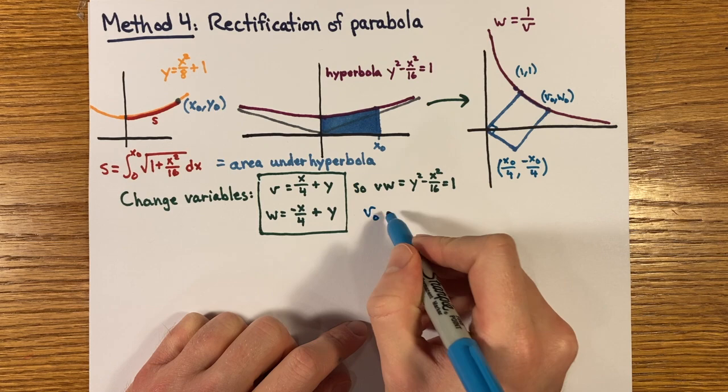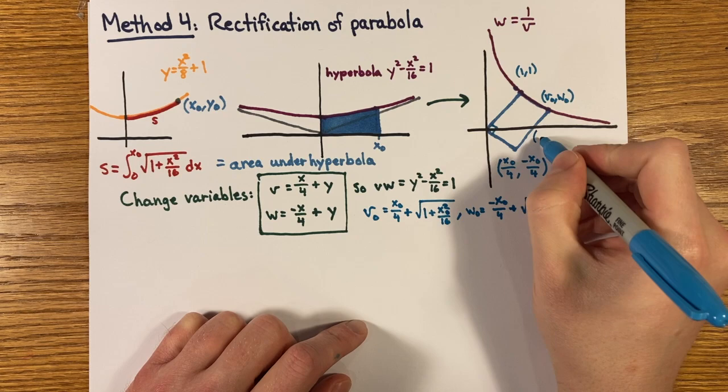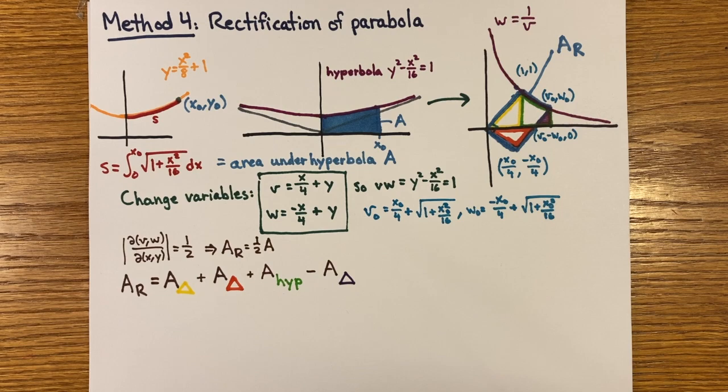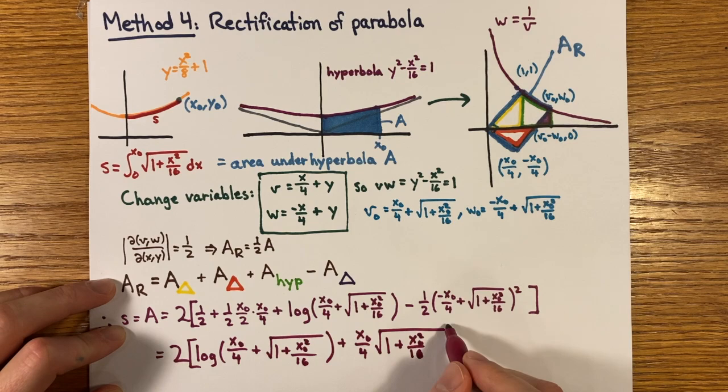Again, it's just a matter of turning your head with a simple change of variables. We can break up this transformed region into simple triangular pieces and a piece we recognize as the logarithm. And after a whole lot of algebra, the expression for the area is 2 times log of (x over 4 plus square root of 1 plus x squared over 16) plus x over 4 times square root of 1 plus x squared over 16.